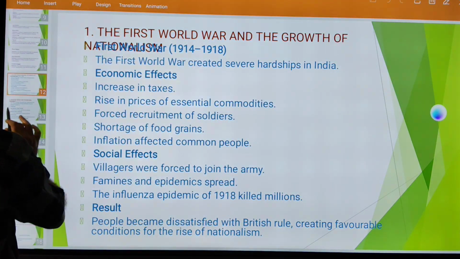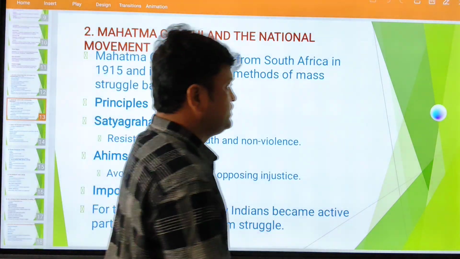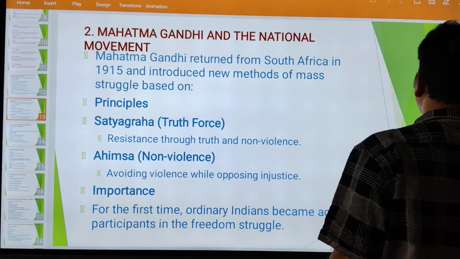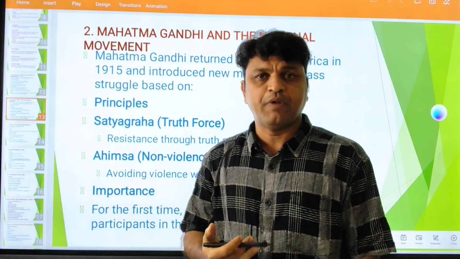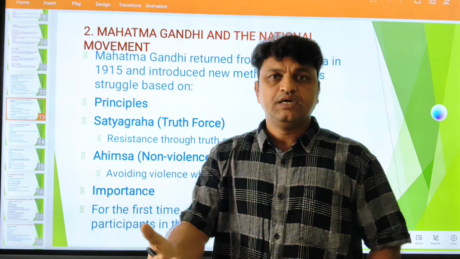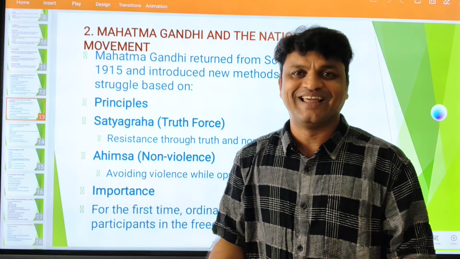Now going to the next slide. Mahatma Gandhi and the national movement. We all know that Mahatma Gandhi played an important role in India's freedom struggle. He was the spearhead, the captain of this movement. He was the captain of Team India, we can say, right?